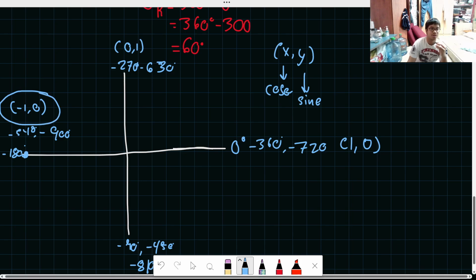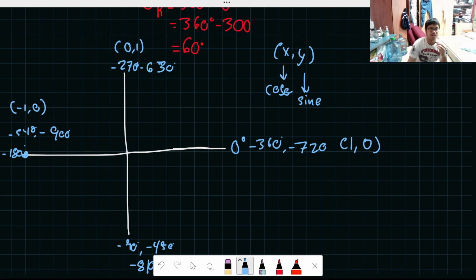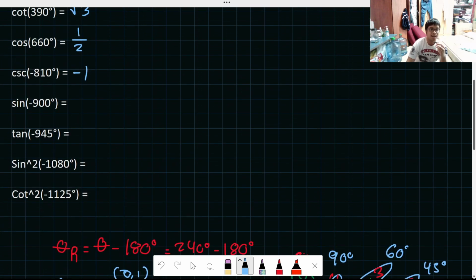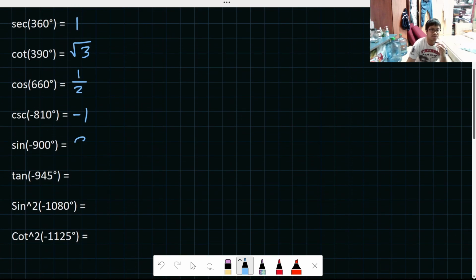But the question is, what would be the answer for our problem, sine of negative 900 degrees? Since we are looking for sine of negative 900 degrees, that means we're going to focus on its y value, which is 0. Therefore, the answer here is 0. Sine of negative 900 degrees is 0. Okay? So let's now proceed.